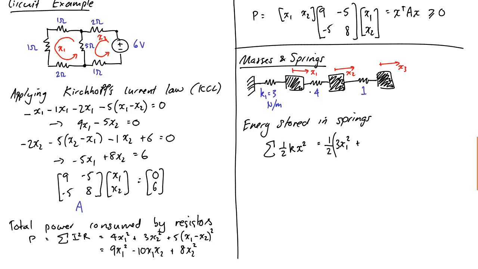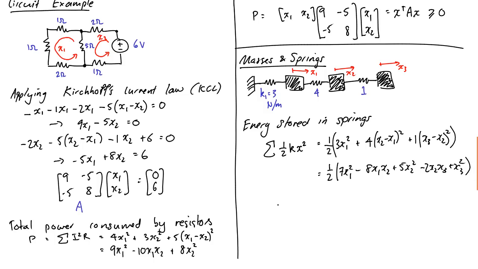Second spring, the displacement is actually given by a combination of x2 and x1. So it's going to have to be 4(x2 minus x1) squared. And for the third spring, it's going to be 1(x3 minus x2) squared. Okay, some algebra follows, and you get a half times 7x1 squared minus 8x1x2 plus 5x2 squared minus 2x2x3 plus x3 squared.